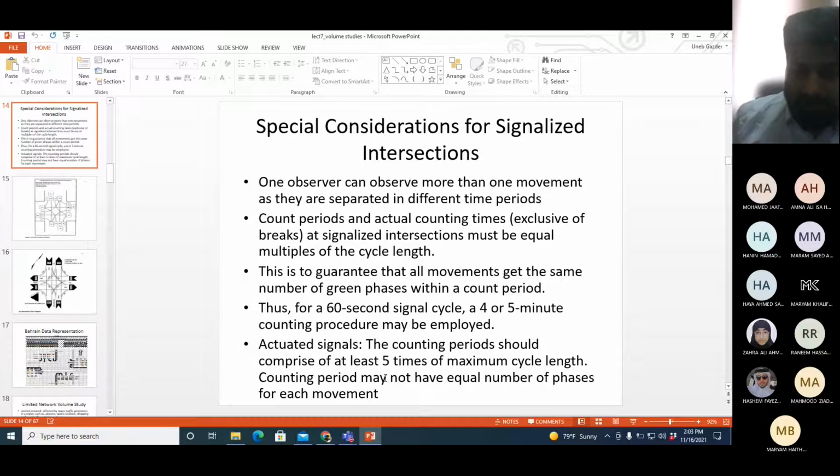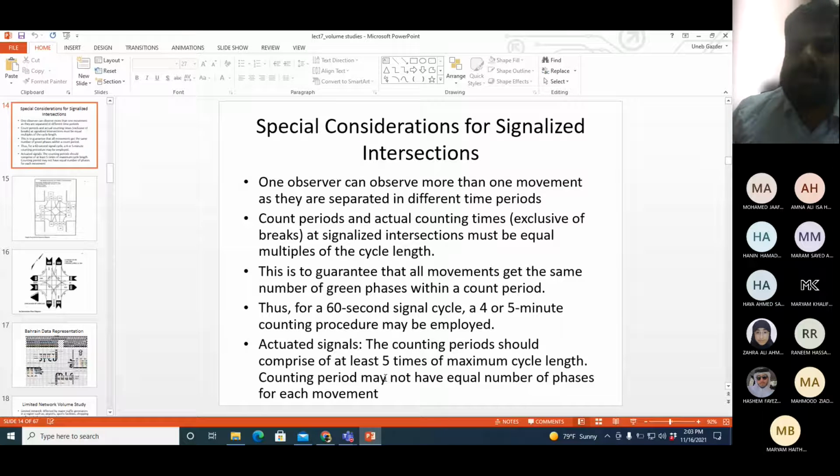So let's say your intersection for which you are doing the counting is a signalized intersection. On a signalized intersection, there are some special considerations. First of all, you have the advantage of assigning one observer to different movements, because movements happen at different times. In a signal, movements are separated through time. So you know when signal is green, this particular movement will not happen, and this one will happen. So you can assign the observer to that particular movement, and when the next one operates in another green phase, the same observer can observe that movement as well. Okay, so this is your advantage.